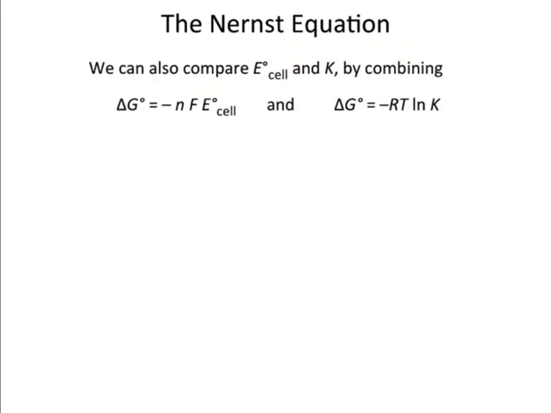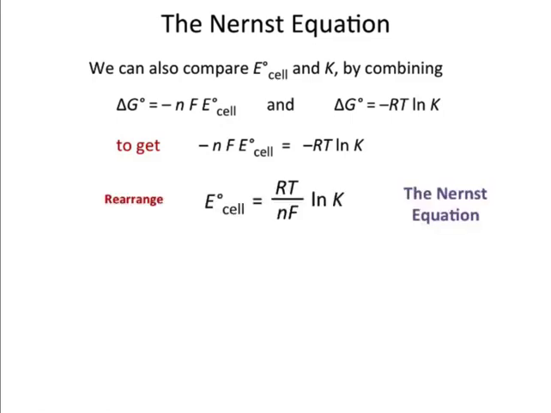Now the next thing we can do is compare E naught cell, standard states, to K by using these two equations. This is the one we just introduced. Here's one from a few chapters ago. Hopefully it looks familiar. And then if we set the delta G naughts equal to each other, you get this. Then you rearrange it to solve for E naught cell, and this is called the Nernst equation. This relates E naught cell and K, which, I mean, you could do a 2-step process, right? Go from E naught cell to delta G naught, and then go from there to K, but this basically combines it together and makes it 1 step.